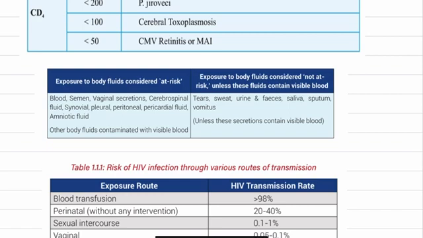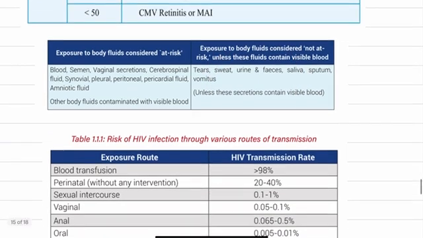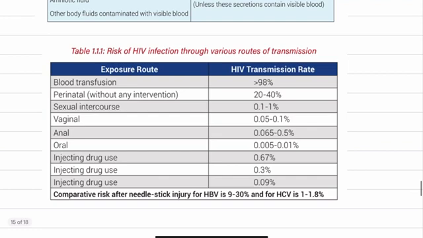Okay, so HIV is not spread by tears, sweat, urine and feces, saliva, sputum and vomitus. You will always get confused by sputum, saliva, tears and sweat. Remember this: unless there is visible blood, these are not infective.